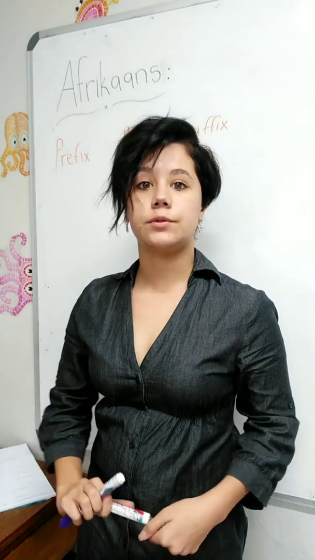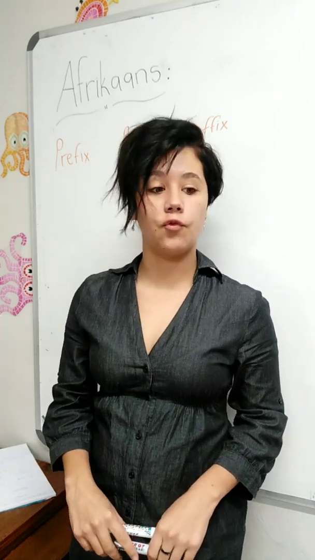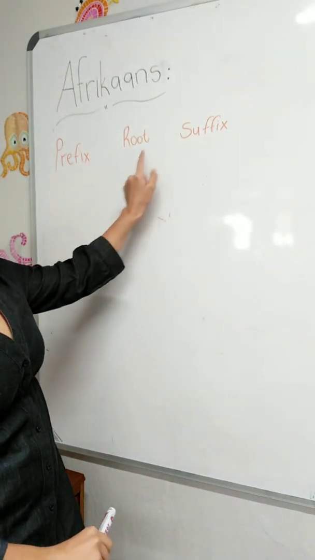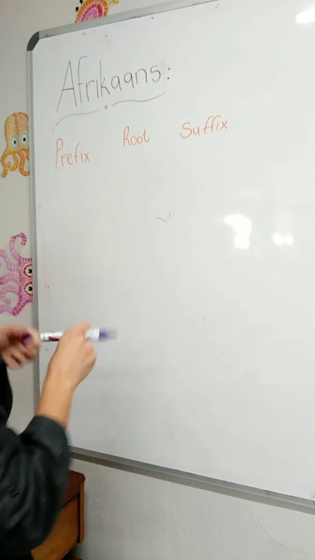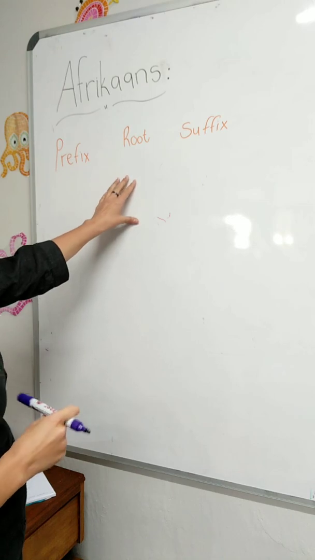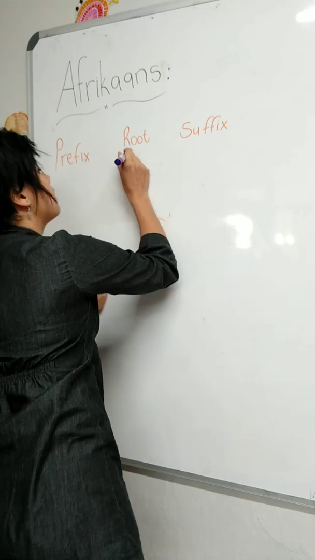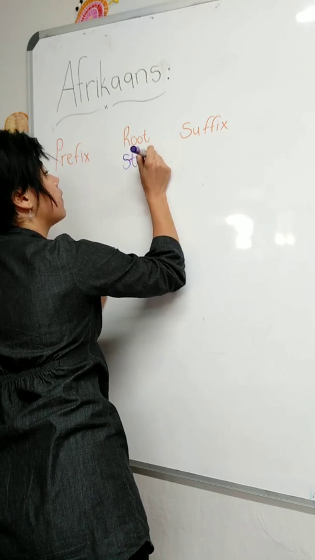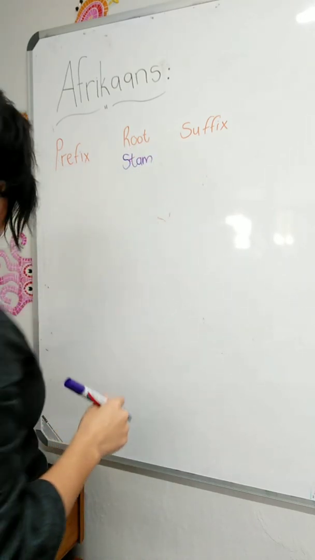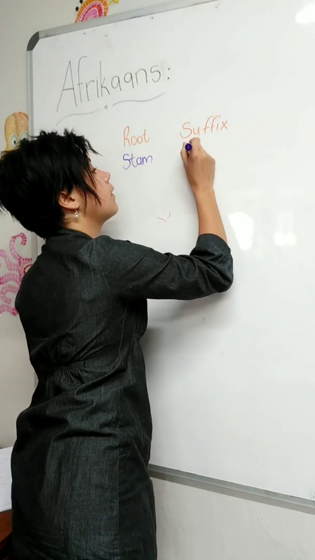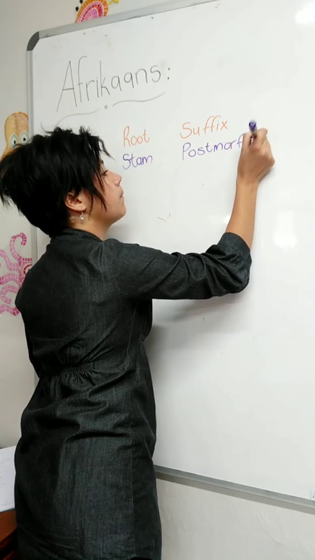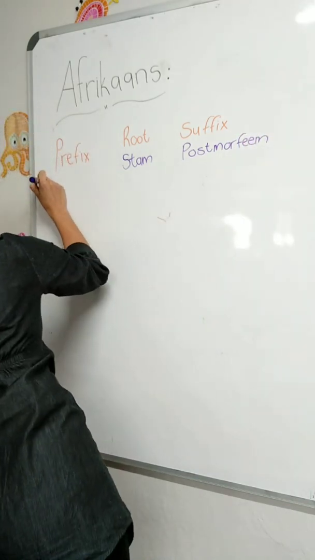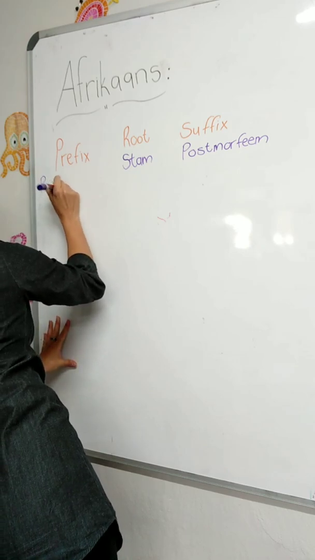Okay, now we're going to do something that you are already familiar with. It's called woordvorming. Okay, so in English, do you remember prefix, root words, and suffixes? Now it's basically this in Afrikaans. Okay, now let's quickly translate. So root word is the easiest one. It's called stamwoorde. Suffix is called postmorfeem. And the prefix is called a premorfeem.